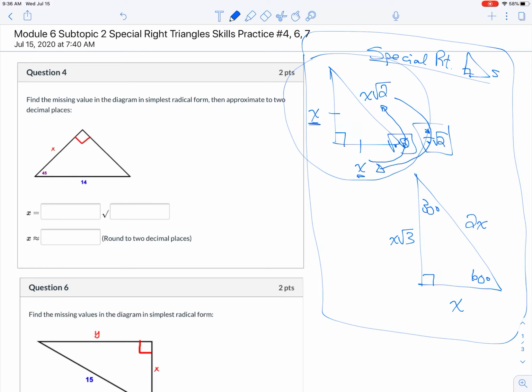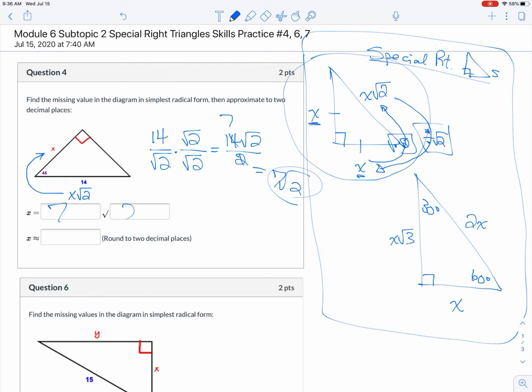That's what we're doing in this one. The hypotenuse here is 14. So that really represents the x radical 2. And so to get back to x, I need to take 14 divided by square root of 2. Now in this case, we do not allow roots in the denominator, so we rationalize it, and that means you multiply by 1. But in this case, it's 1 disguised as root 2 over root 2, and that becomes 14 radical 2 over 2. The 2 goes into 14, 7 radical 2.